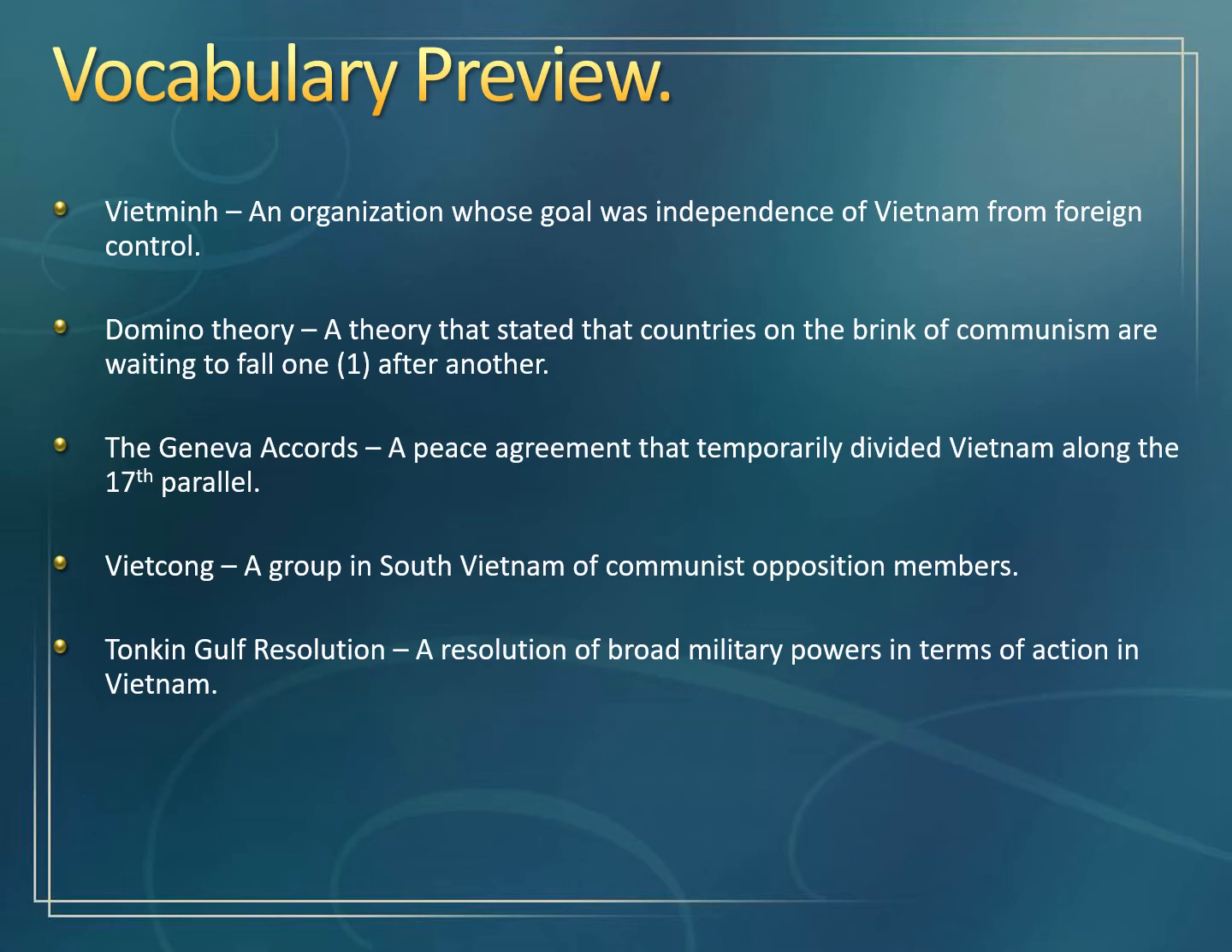I just want to explain that real quick. South Vietnam, as you'll find out, was more democratic, I guess you should say. They had communists, people in the country who were opposed to this, and so they were opposing the South Vietnamese government. And then we have the Tonkin Gulf Resolution, which was a resolution of broad military powers in terms of action in Vietnam.